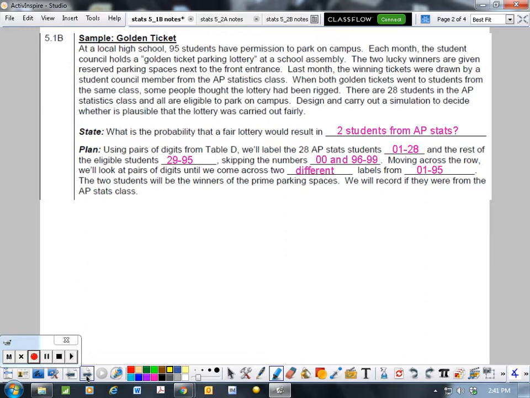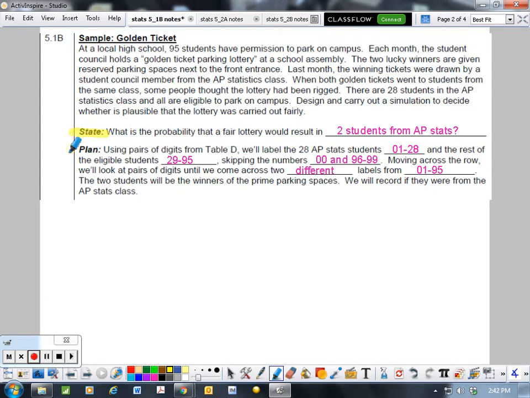So this is kind of leading us up to, how would you do your state, your plan? I typed out a bunch of stuff so you wouldn't have to write it all on your own, but this is how you would write out your problem. So we'll start with our state. What is the probability that a fair lottery would result in 2 students from AP Stats? That's what we really want to know. What's the probability we'll get 2 students from AP Stats?